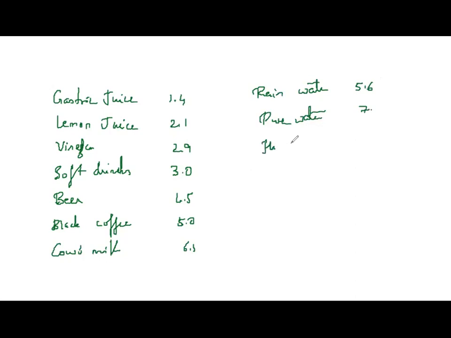Human saliva, because of which all the food gets dissolved, it is also 7. Blood plasma, what is the pH of our blood? It is 7.4. Tears, what we get? It is also around 7.4. Egg has got the pH of 7.8. So these are all the pH of different materials which are being used. With all these useful things, there are certain limitations of this pH also.